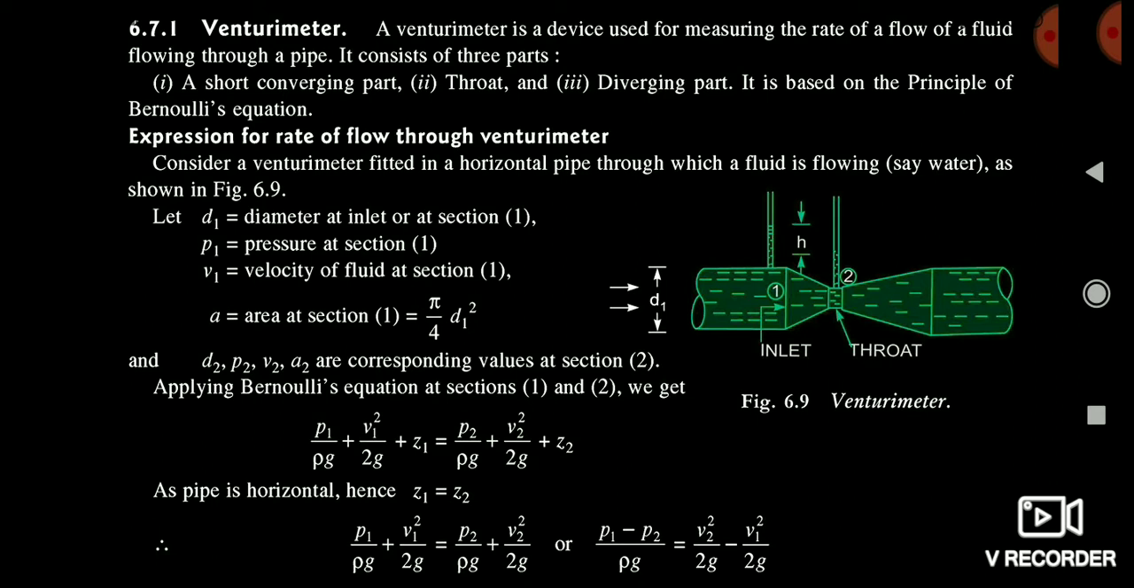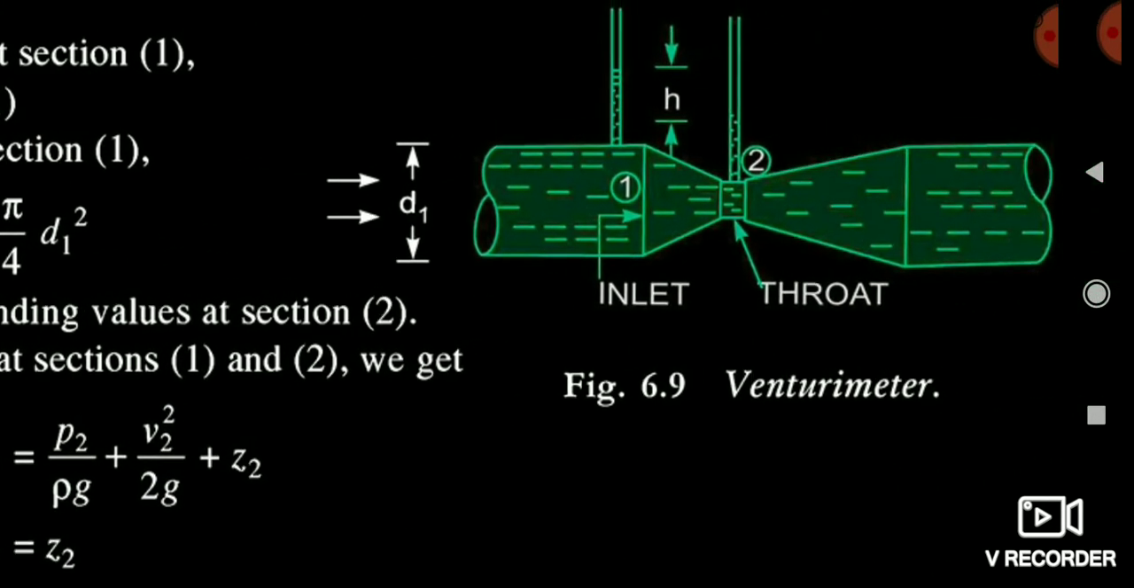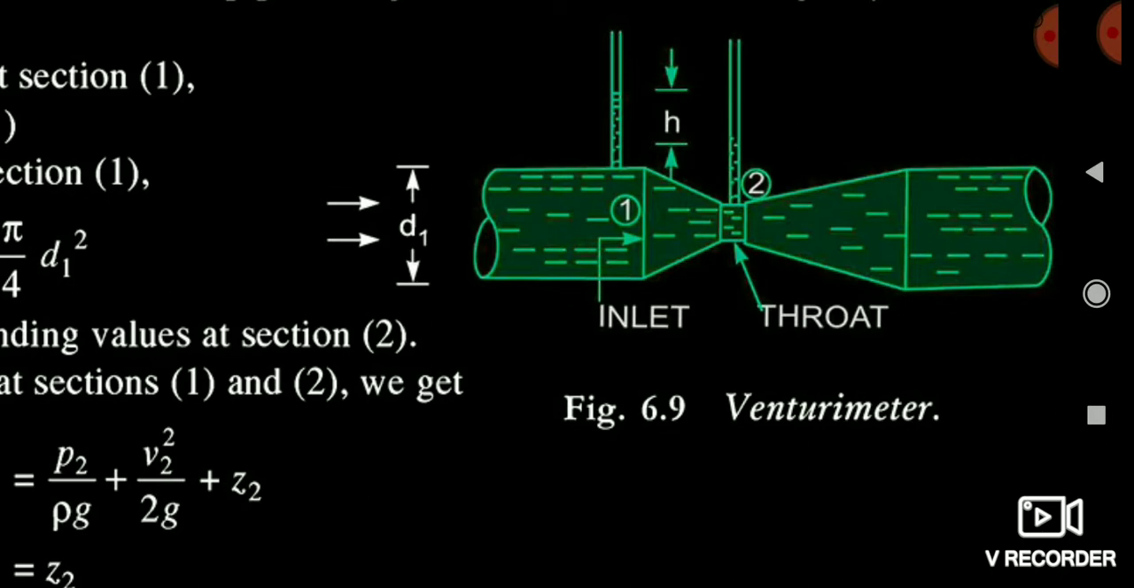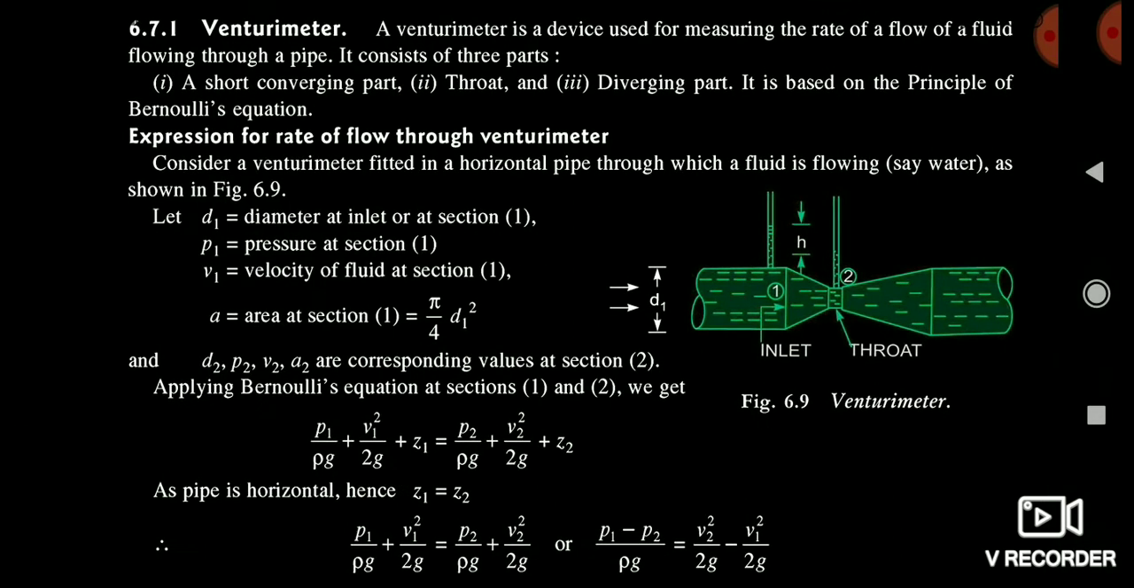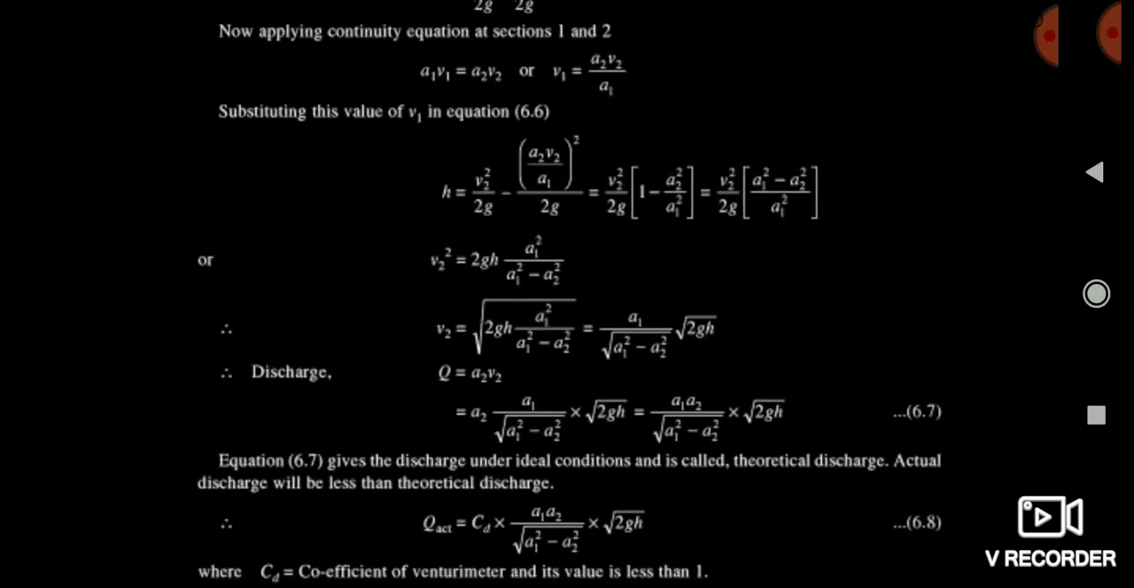Otherwise you can see here clearly that the converging part is the part which converges. Means initially the part has a higher diameter and its diameter is going to reduce. You can see the figure clearly here. The first part A is our converging part, B is the throat part and part 3 is the diverging part. So this is the derivation. I have applied the Bernoulli equation and the continuity equation in this venturimeter and I have got the relationship.